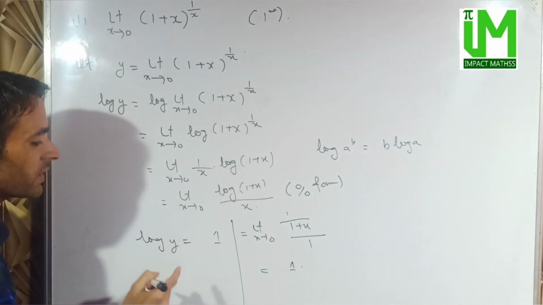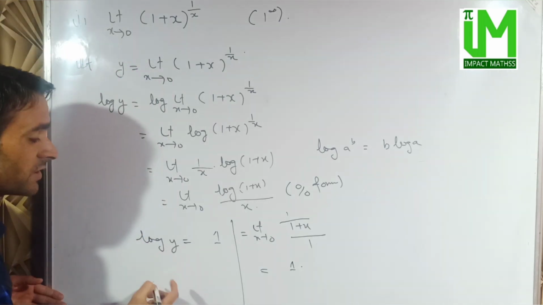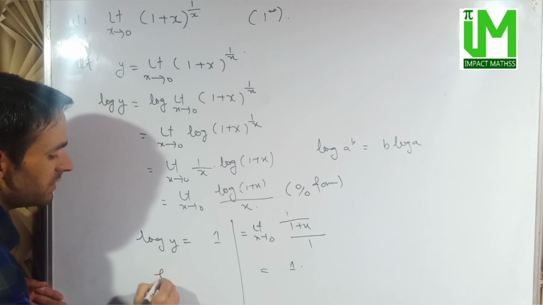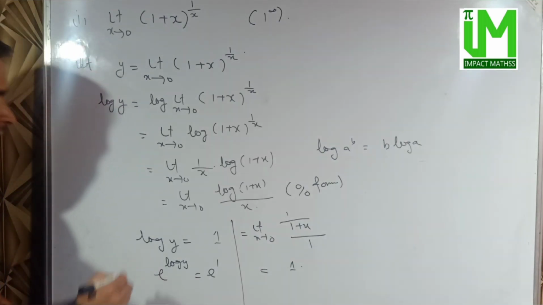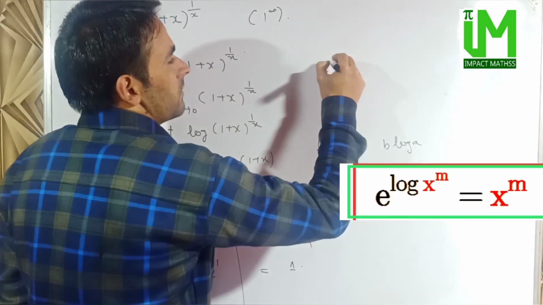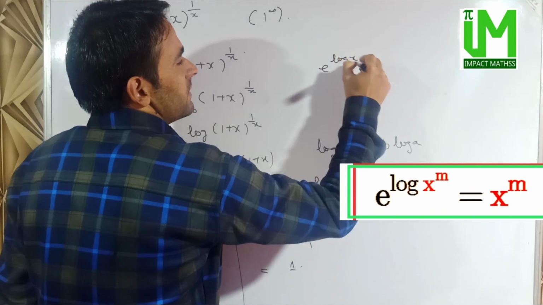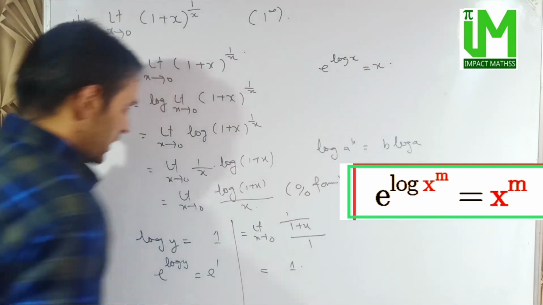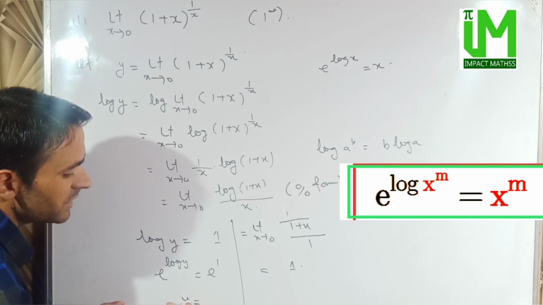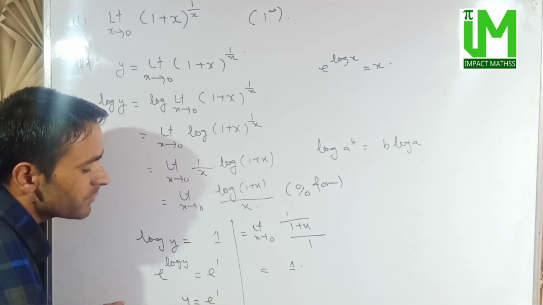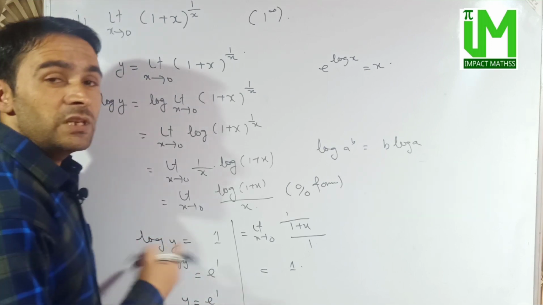That means we can take e as base. So we can write, taking e as base, e raised to power log of y is equal to e raised to power 1. And we know e raised to power log of x is equal to x. So that means e raised to power log of y will be y. So this will be y is equal to e raised to power 1, or y is equal to e.